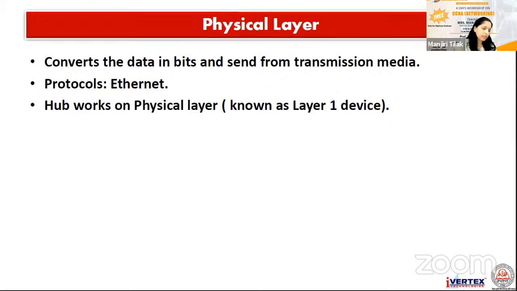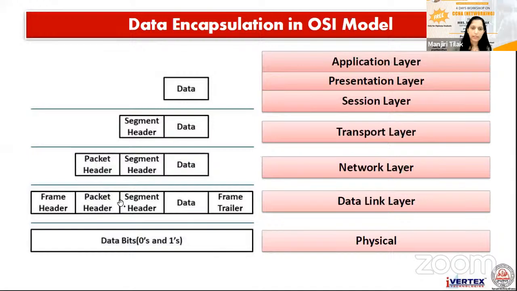Clear? How does your OSI model work? What is the function of all these 7 layers? Any doubt, anyone in this? Now see, this diagram will show you how your data is encapsulated, right? On the upper 3 layers, data is known as data because there are no headers in it.